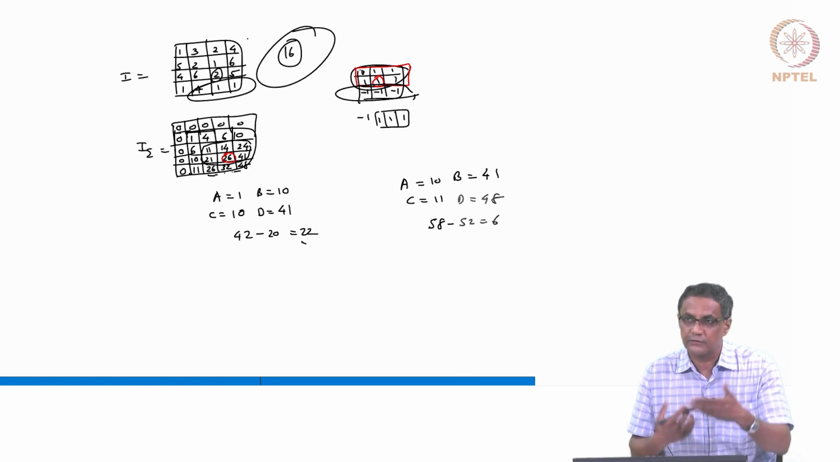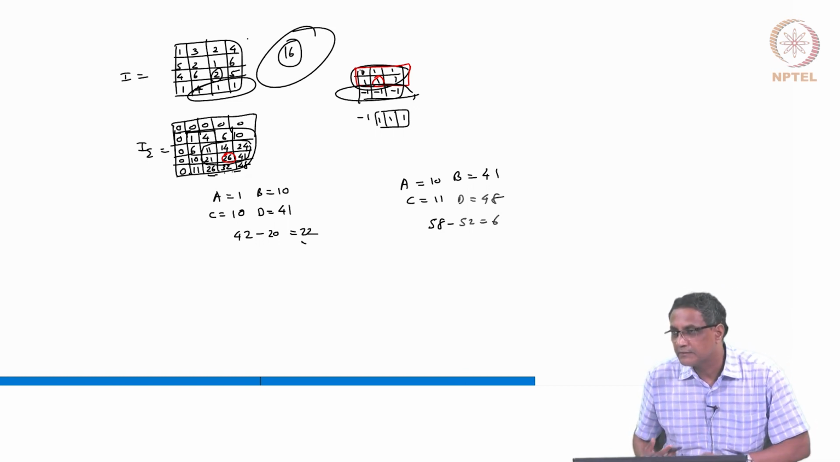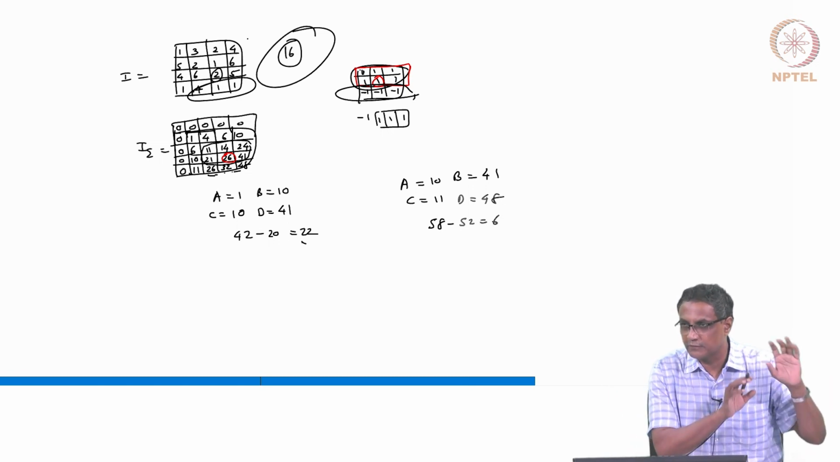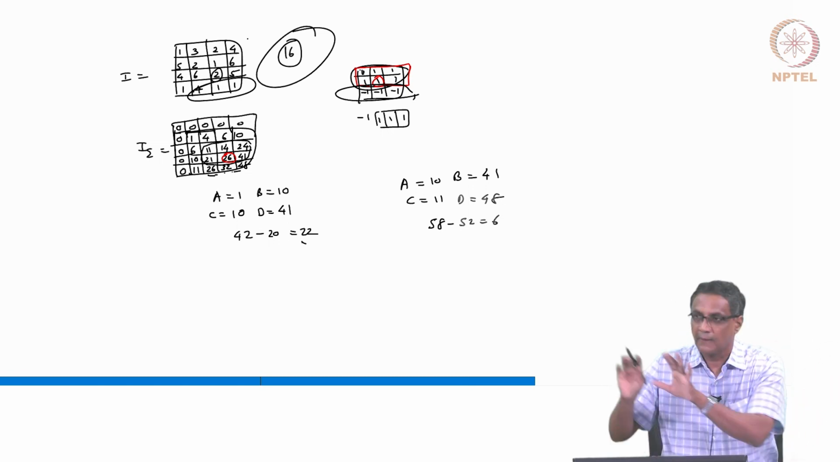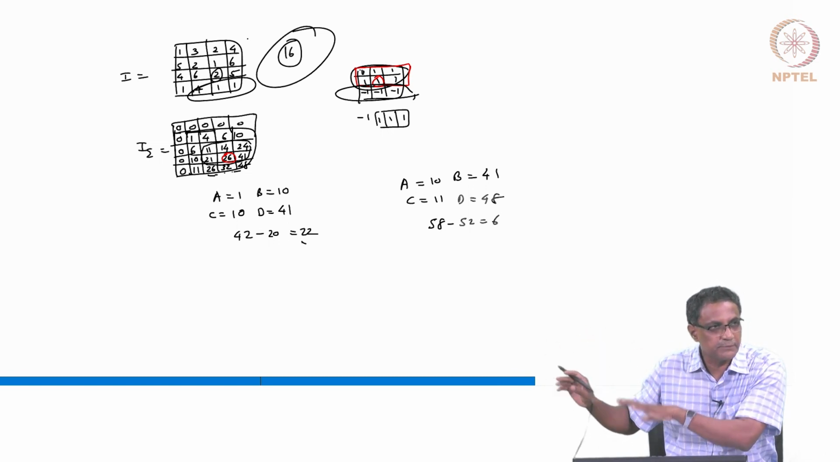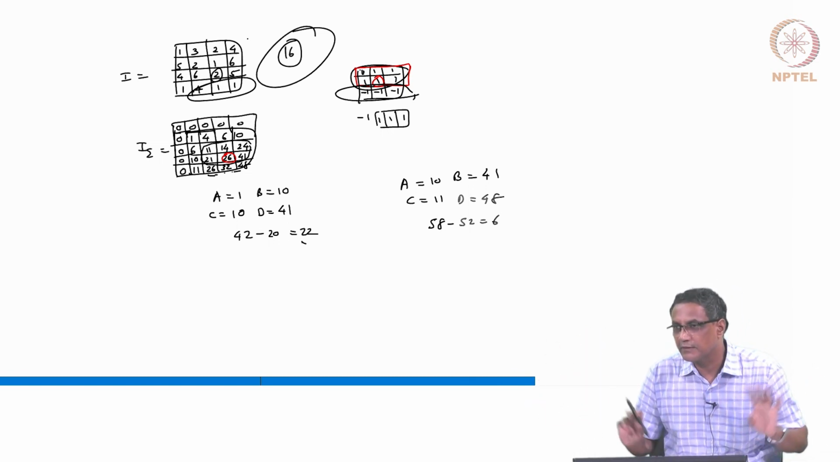So, all that it requires is for you to be able to shift I sigma and simply do this A plus B on the one box filter, then this A plus D minus B plus C for another box filter, subtract the two and you have the answer.